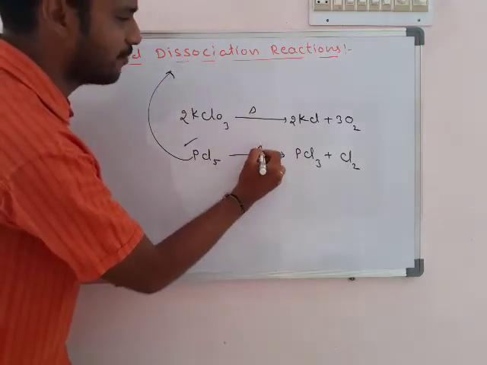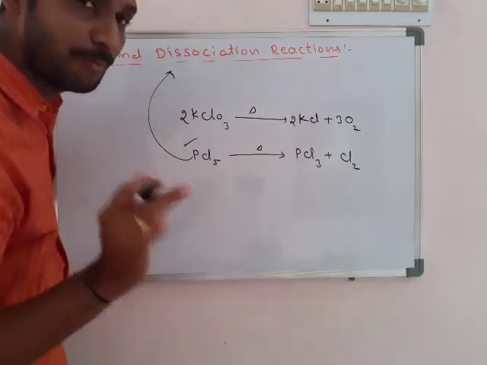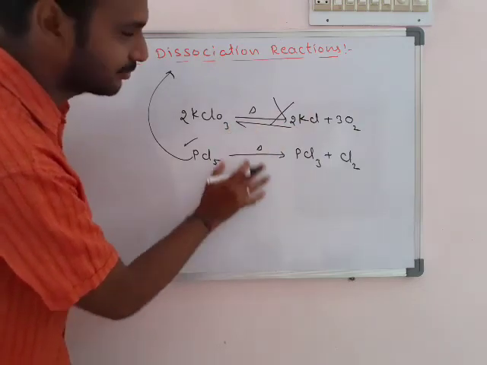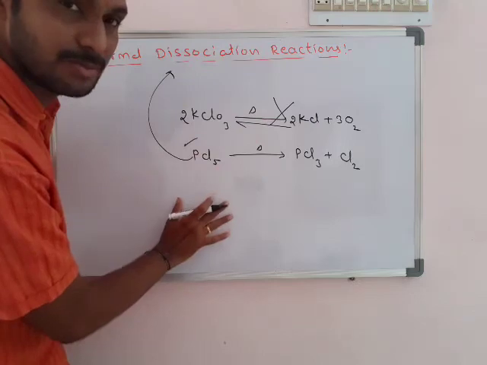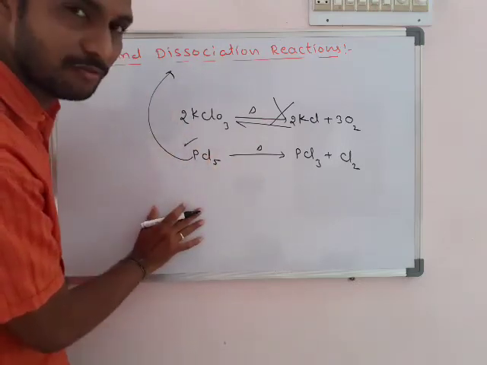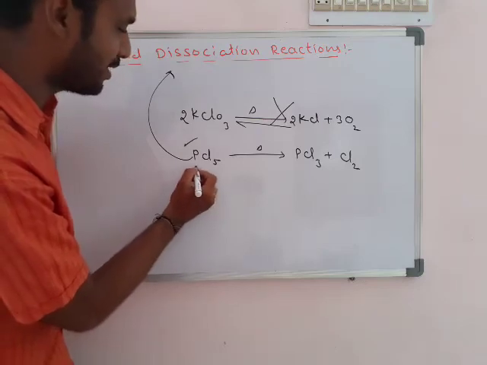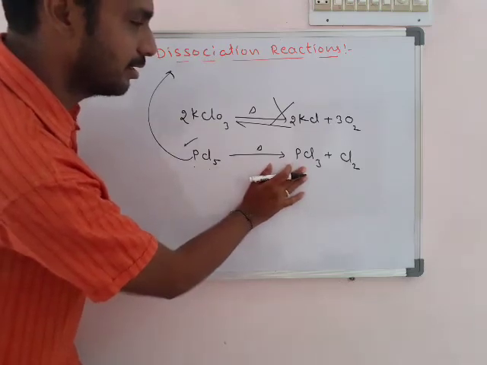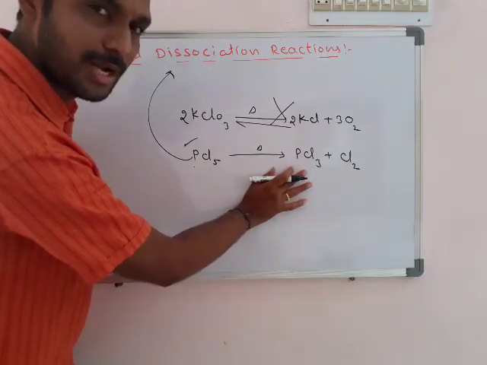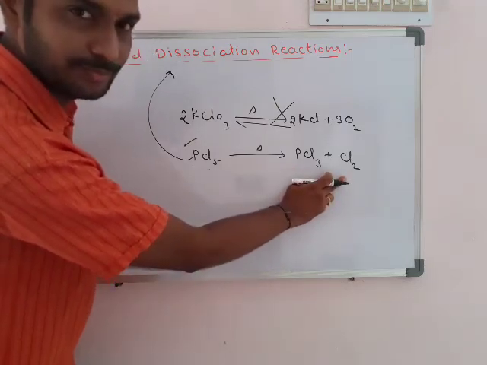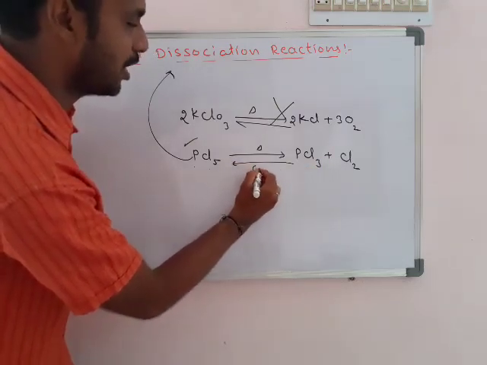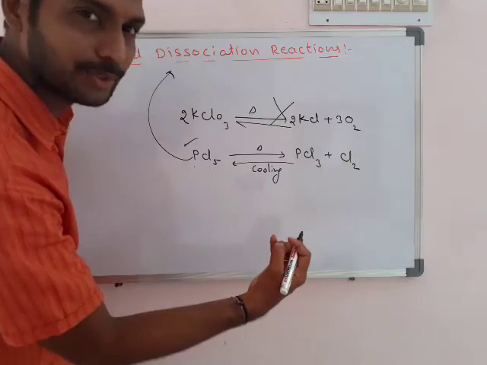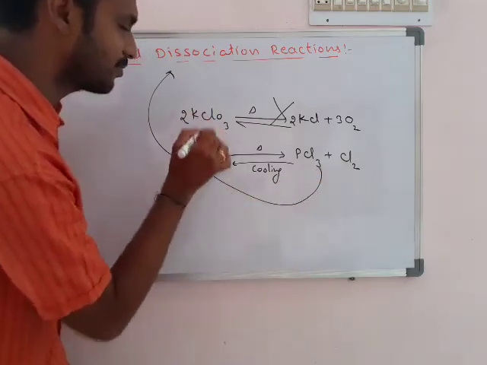Both are similar. But the thing is, potassium chlorate decomposition is not a reversible reaction. There is no reverse reaction. It is an irreversible reaction. Here we use the word thermal dissociation if it is reversible. So PCl5, phosphorus pentachloride, on heating we will get PCl3, phosphorus trichloride, and Cl2. Now if we cool it, what happens? These two combine together again, forming PCl5.